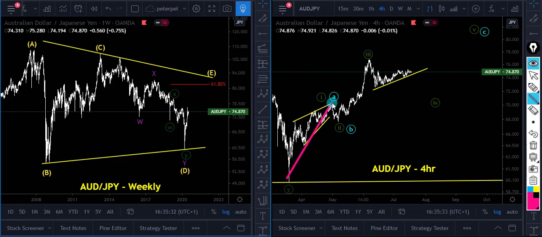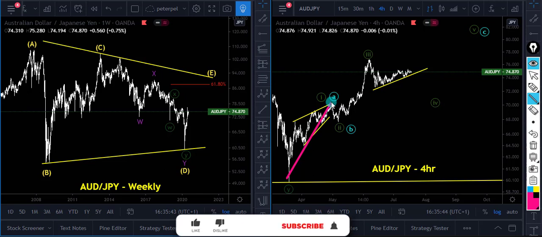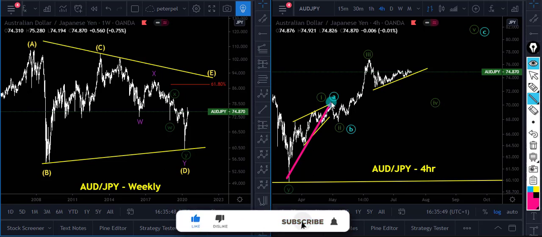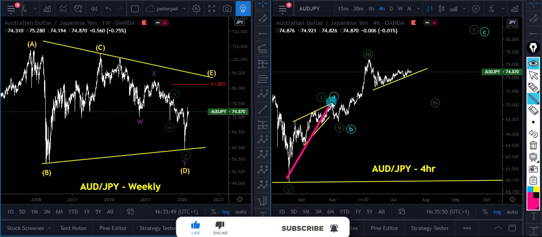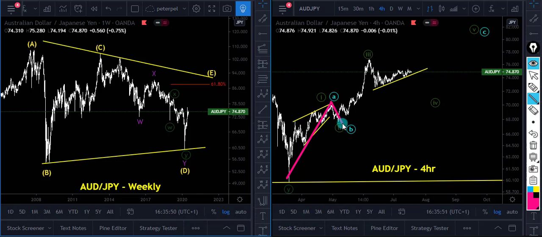It can be counted as an ABC or 1, 2, 3, 4, 5. Irrespective of that, it does not change anything about how we are going to trade it, but I'm giving you that scenario so that you know how to manage it in the future. So I'm now counting the impulse first. If it's 1, 2, 3, 4, 5, or it's likely going to be an A, B, C.